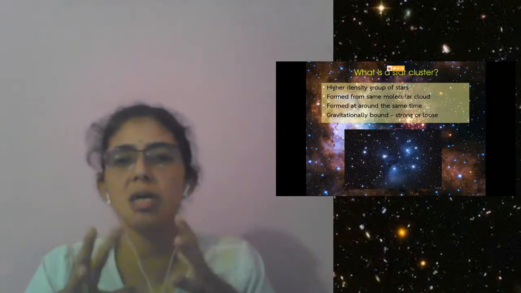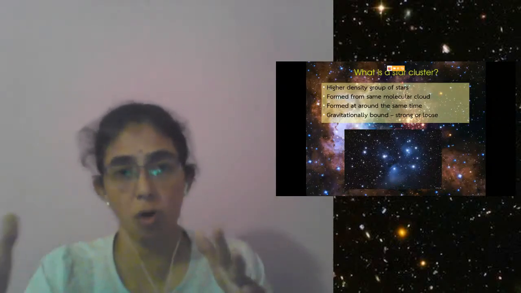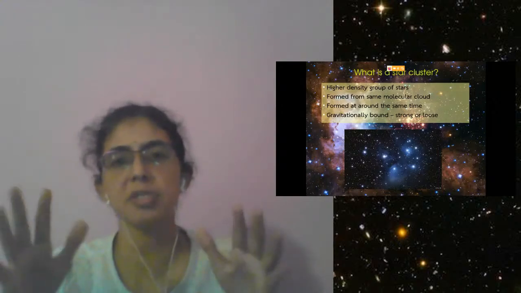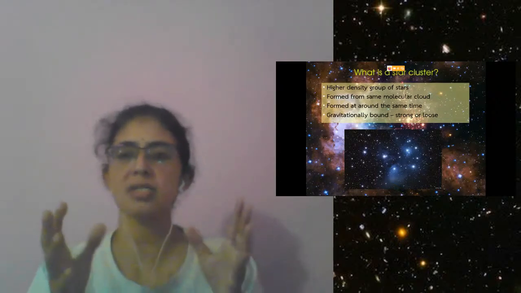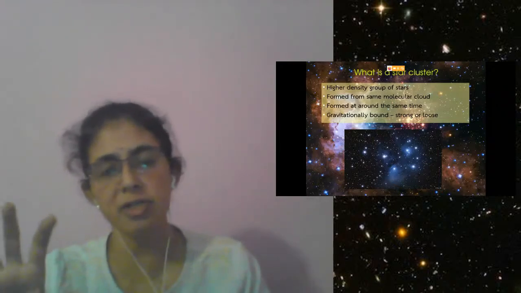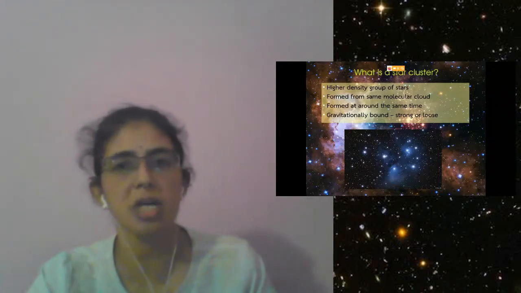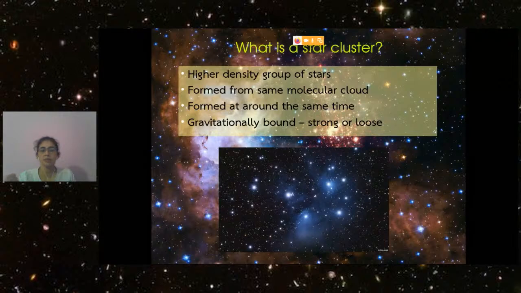These are mostly gravitationally bound, either strongly or loosely bound with the molecular cloud also. If you want a general definition, a cluster of stars is a high density group of stars, an aggregate of stars which has higher density than the surrounding background density of stars. They can be gravitationally bound. They will have the same amount of metals, their composition will be more or less the same, and they formed at around more or less the same time. So this is what a star cluster is.